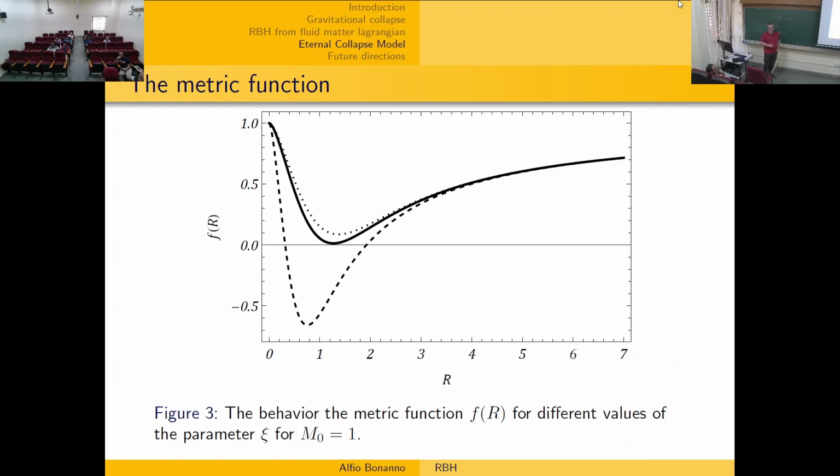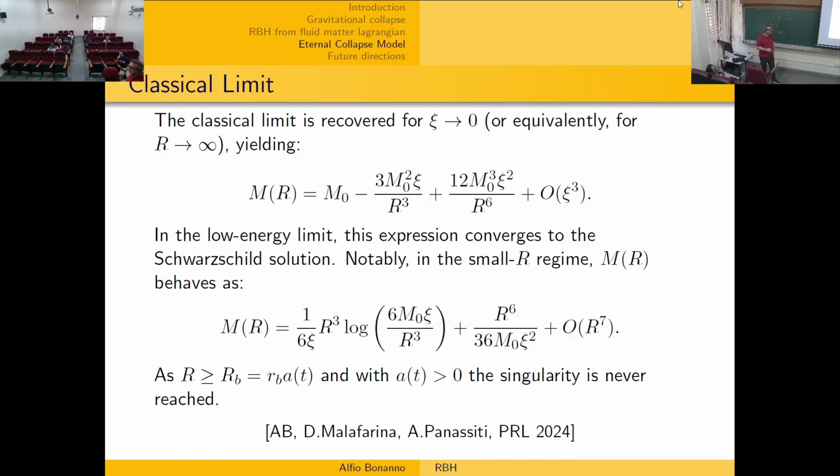But the key point in this discussion is that all that I have done has been derived from a Lagrangian. It's not something put in by hand. I have used a Lagrangian and I have imposed that there is continuity across the boundary. For large values of r, this goes to a constant, and when r is very small, you have this quantum corrected form of the mass. You can find the details of this calculation in this paper, which appeared last year.